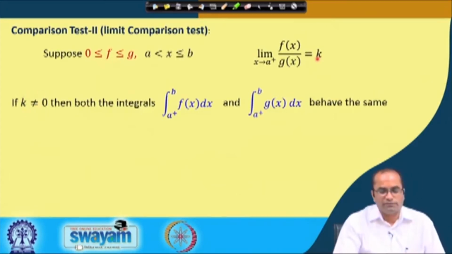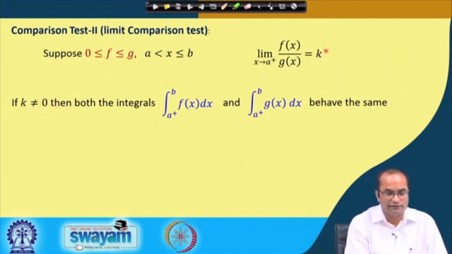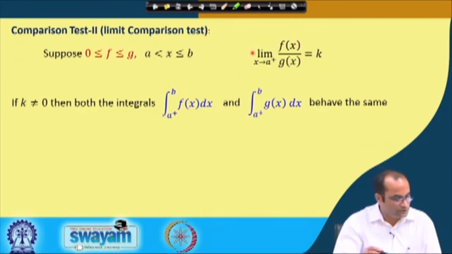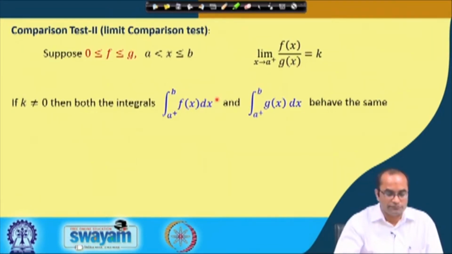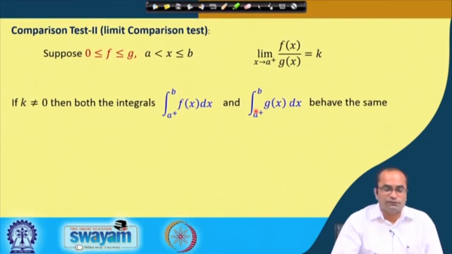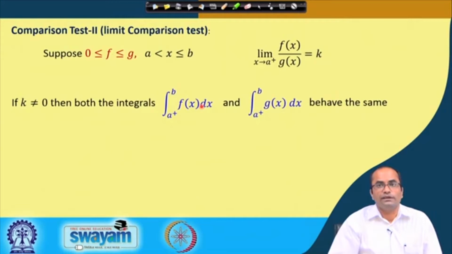And in most of the examples we use exactly this conclusion: this k which we got after taking the limit of this ratio, and then, depending on whether this test integral converges or diverges, we can conclude the behavior of the other integral.